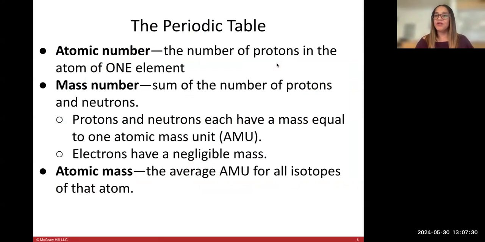That is the mass number. It is the sum of the number of protons and neutrons. Protons and neutrons each have a mass equal to 1 atomic mass unit, or AMU. Electrons have a negligible mass. They are very, very tiny when compared to neutrons and protons, so they don't really add weight to the mass. So when we talk about the atomic mass, it's basically just how much the protons and neutrons weigh. The atomic mass is the average AMU for all of the isotopes of that atom.